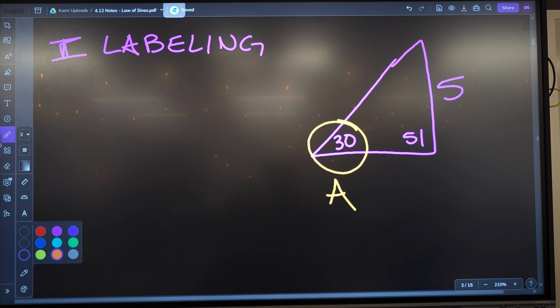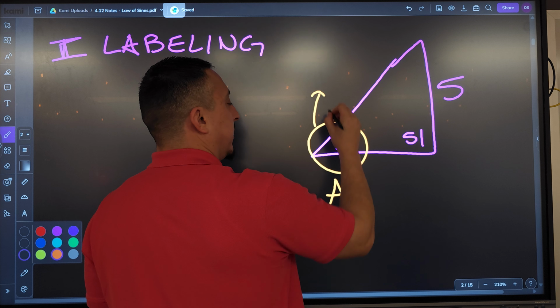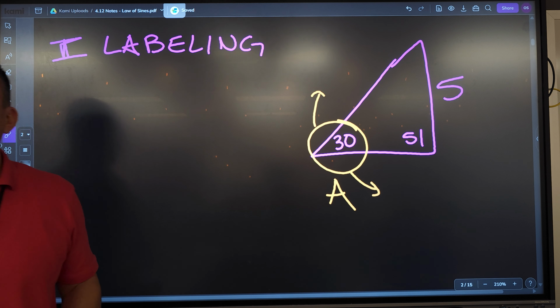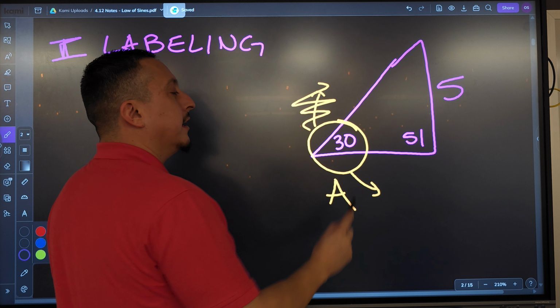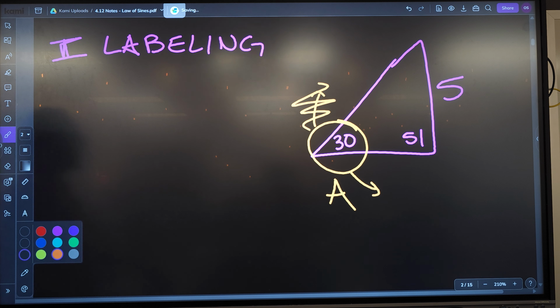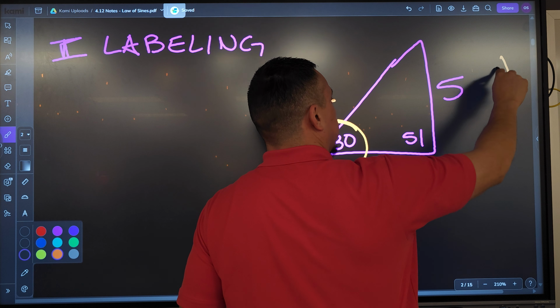So you start with one of the edge numbers. Now, I need to go around the triangle. So I could go this way or I could go this way. How do you know which way to go? You go the way the number is the closest. So if I go up or down, where am I going to encounter another number first? Down or up? So you go down. Okay, so that's how you pick what way to go. So I'm going to go around the triangle in this direction.